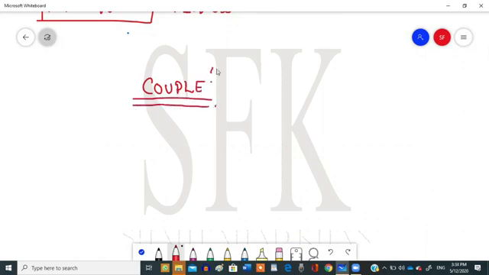Now, guys, a special pair of forces called the couple forces, which produce a moment that's called torque of a couple. Okay, what is a couple? All right, guys, a couple is actually a pair of forces.